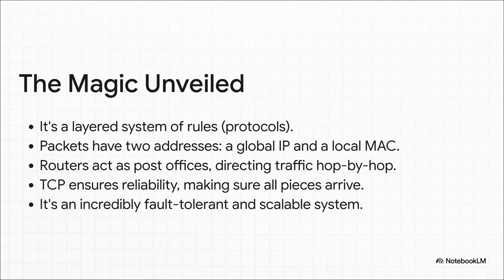So, let's just recap. What feels like magic is actually just a brilliant, layered system of rules. The key things to remember are data gets chopped up and wrapped in layers. Every piece has two addresses, the permanent global IP address for the end of the line, and a temporary local MAC address for the very next step. Routers are the digital post offices, making one smart decision at a time. And good old TCP is the certified mailman, making sure everything gets there safely. It's not magic, it's just an incredibly scalable and fault-tolerant design.